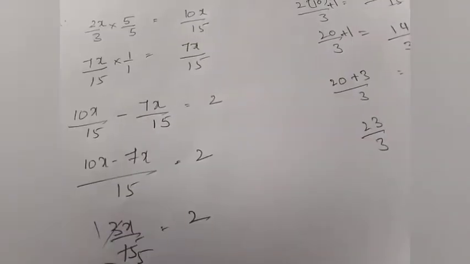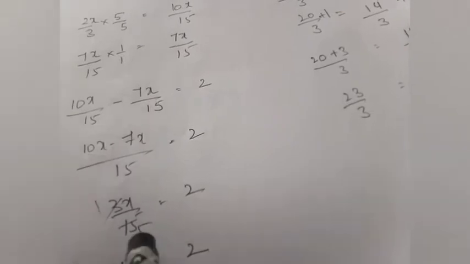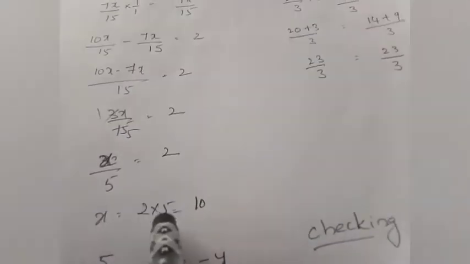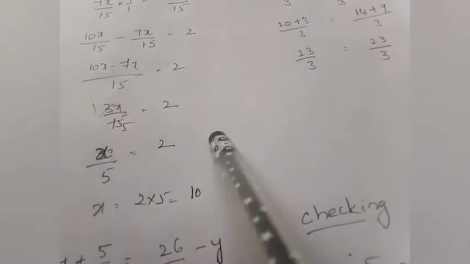10x minus 7x by 15 is equal to 2. That is 3x by 15 is equal to 2, and 3 fives are 15. So x by 5 is equal to 2, then x is equal to, that goes to the other side, 2 into 5, which is 10. So instead of x, I am writing 10 here.